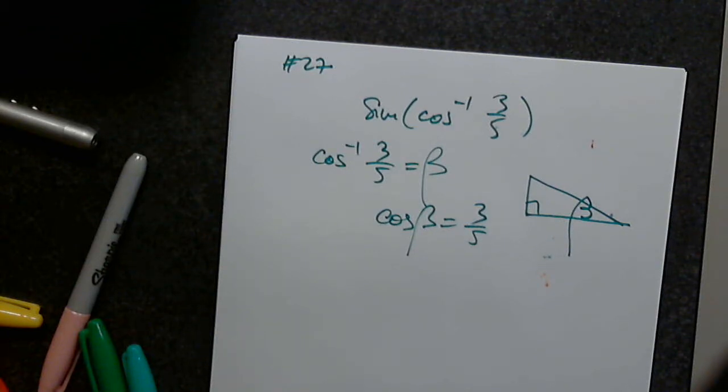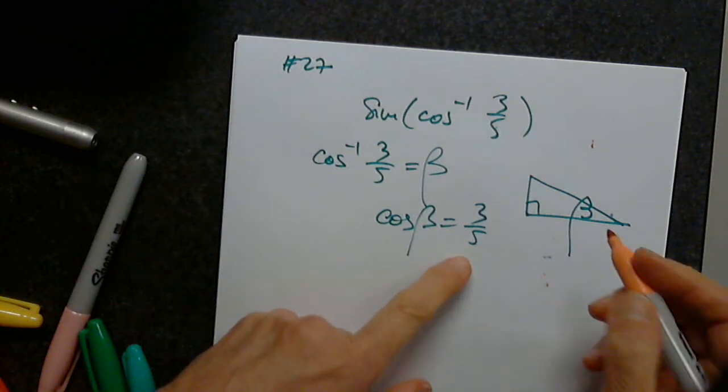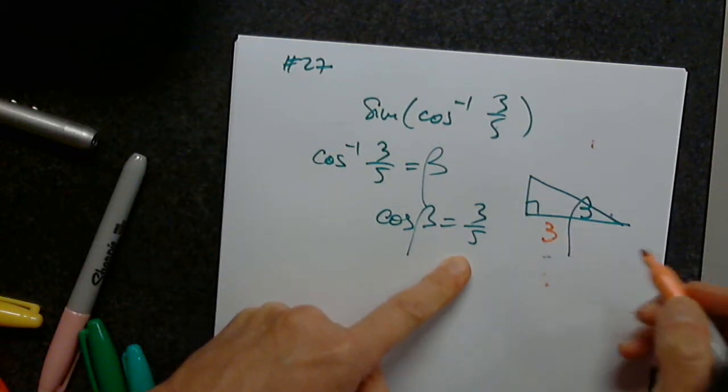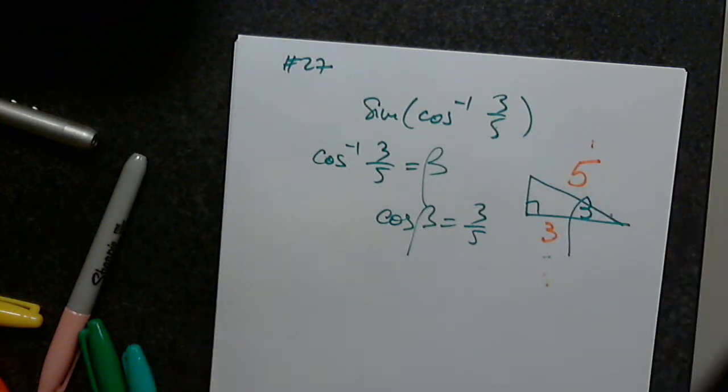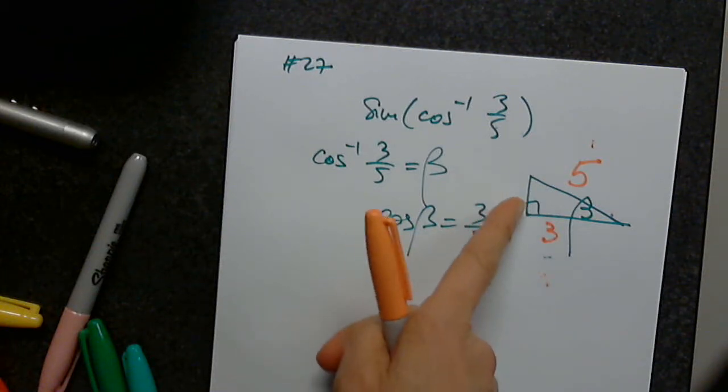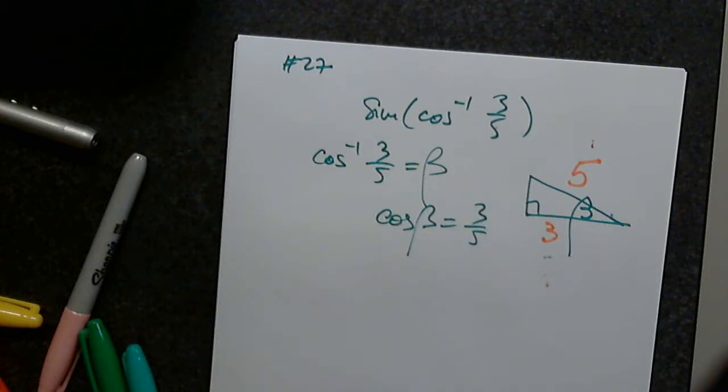Which means that I know something about what? The adjacent leg is 3, and the hypotenuse is 5. So now let's determine what? Yes. I have to find the leg. If I can't find that leg, then my hands are tied.